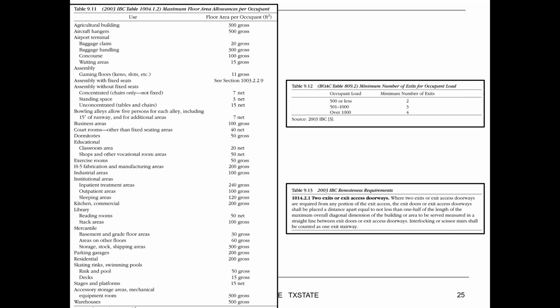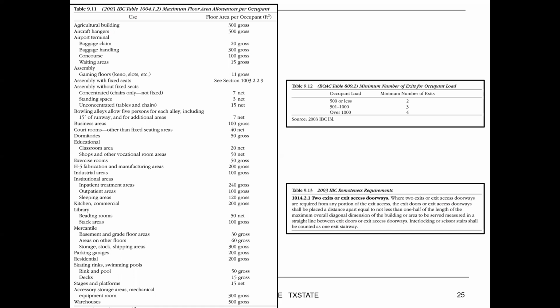In terms of the IBC remoteness requirement, 2 exits or exit access doorways are required from any point of the exit access. The exit doors or exit access doorways shall be placed a distance apart equal to not less than 1/2 of the length of the maximum overall diagonal dimension of the building or area to be served, measured in a straight line between exit doors or exit access doorways. Interlocking or scissor stairs shall be counted as 1 exit stairway.